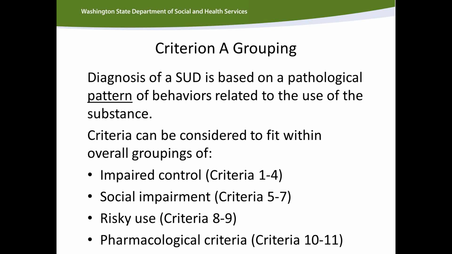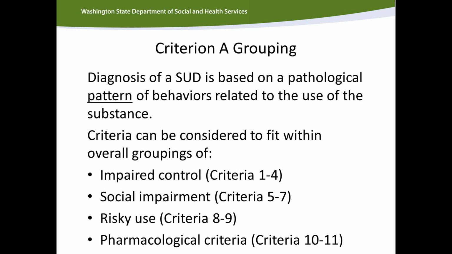Social impairment would be recurrent use resulting in failure to fulfill major role obligations. This was previously a substance abuse criterion. Then, continued use despite having persistent or recurrent social or interpersonal problems caused or made worse by the effects of the substance. And then important social, occupational, or recreational activities are given up or reduced as a result of the use. Here, these items are having a social impact on the individual, not just about their ability or inability to control their use, but the effects of it on their life in general.